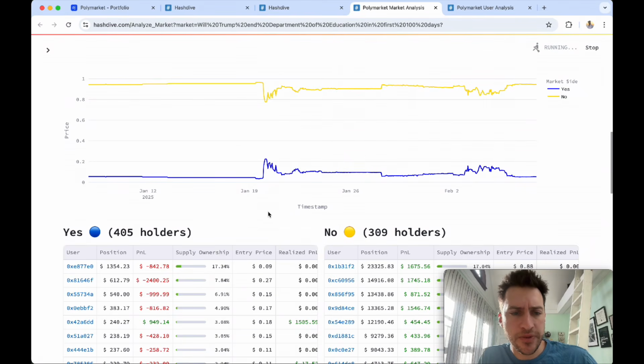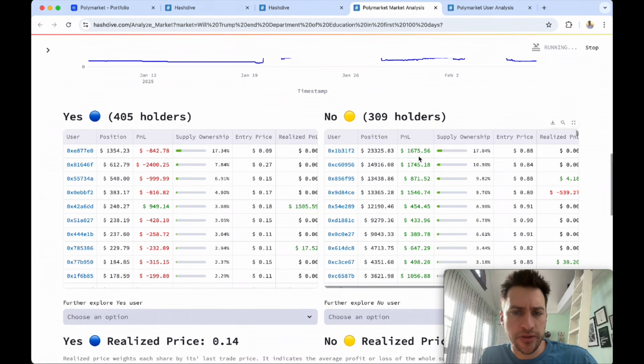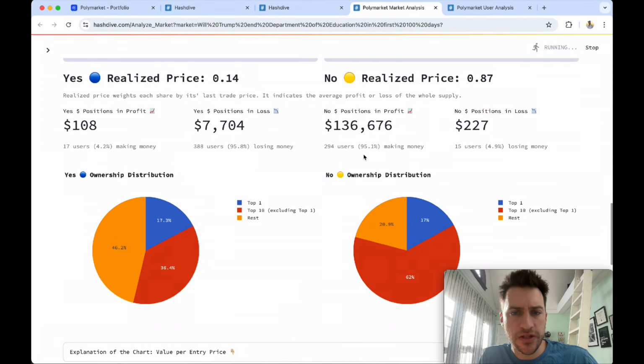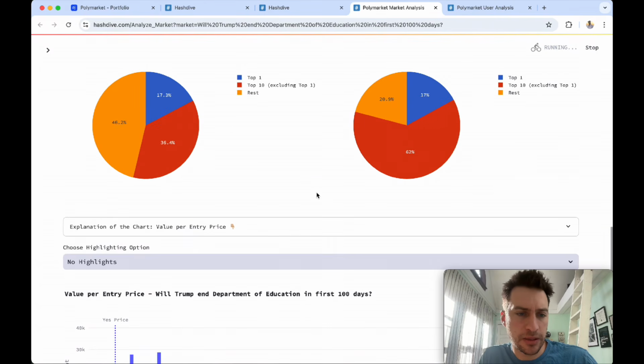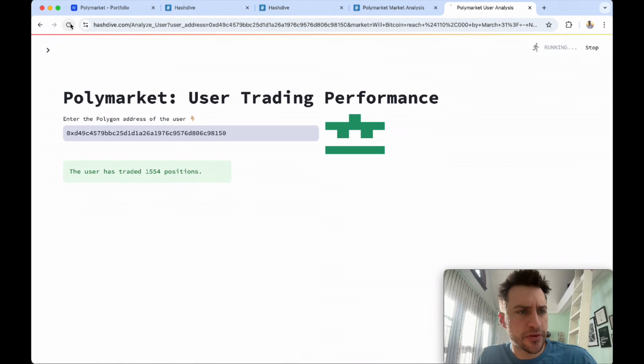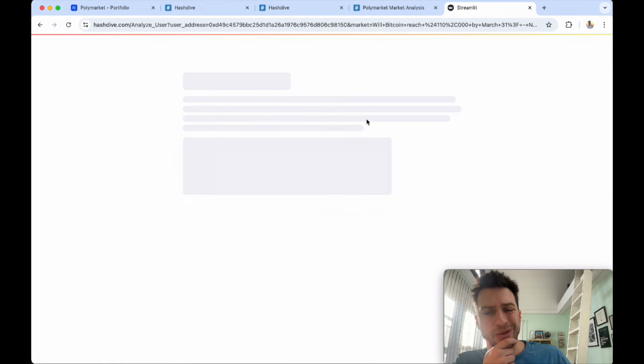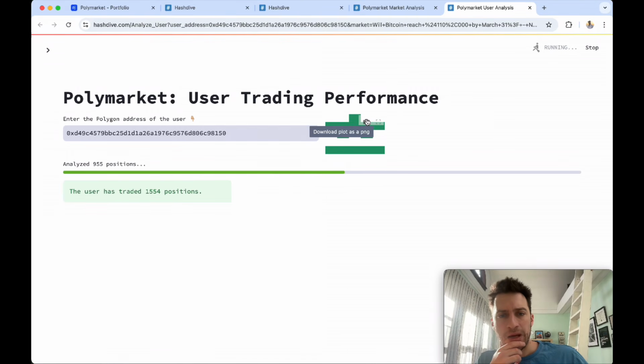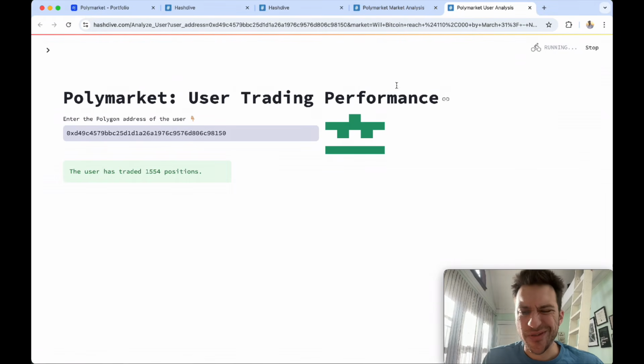You can see little bumps here and there. Yes holders are not doing well. No holders are. You can see the percentage of no making money, the percentage of yes making money. And then obviously it's going to compute this, and I'm probably going to end the video here. So yeah, I don't think it was able to actually compute this guy because maybe he had too many positions. I refreshed the page just to see if it could redo it. But yeah, I don't know if it's going to do it, man.